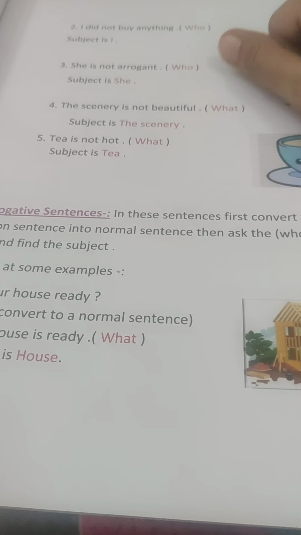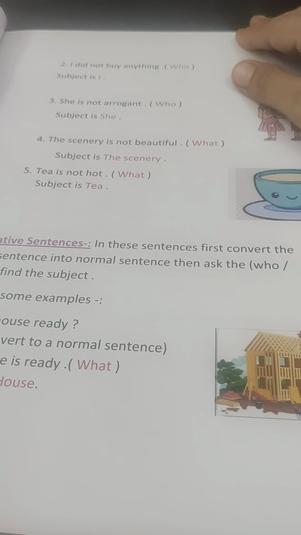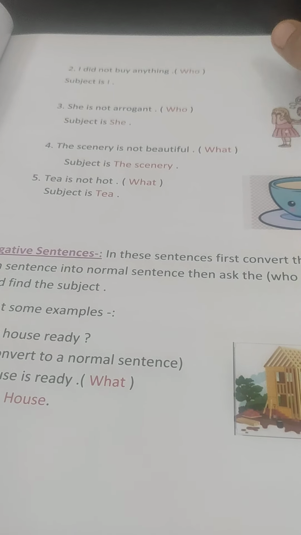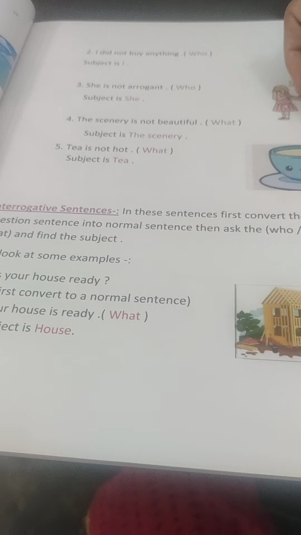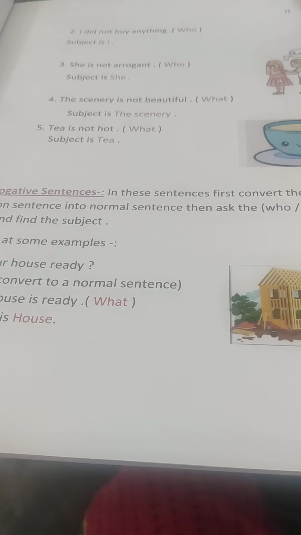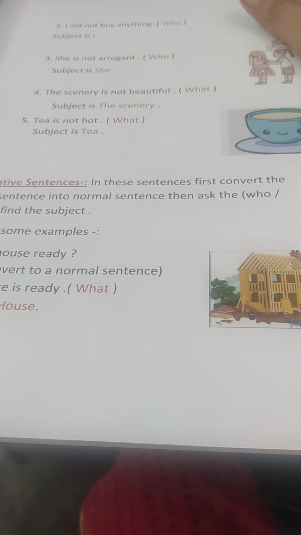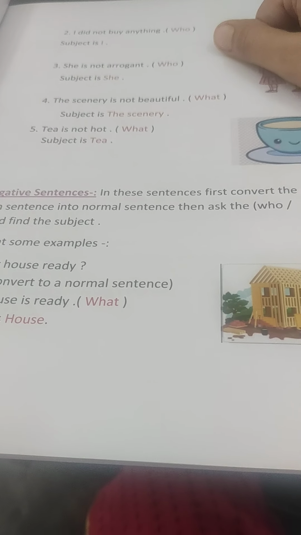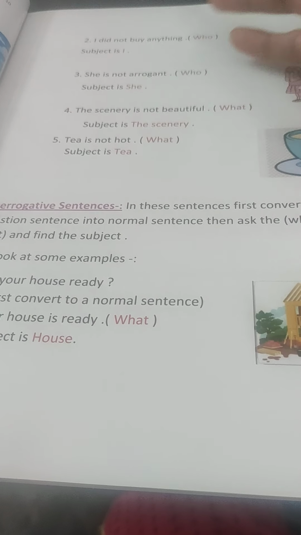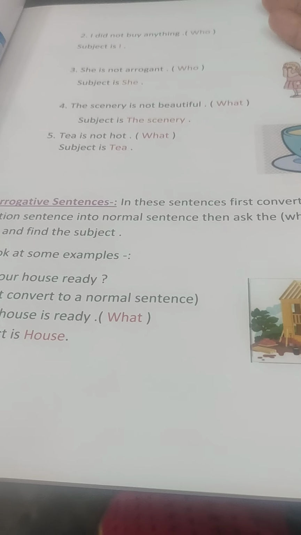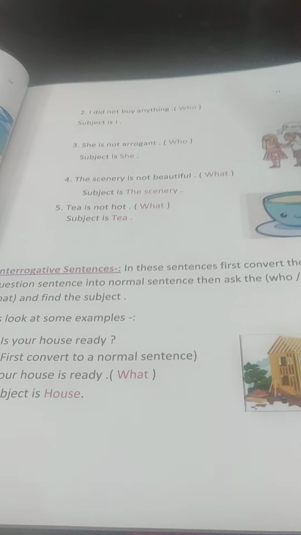Now, till now we were looking with the normal sentences, assertive as well as the negative. Both were normal full stop sentences. But now the question and the problem arises in the interrogative sentences. How to find the subject? In interrogative sentences, we cannot ask a question like who or what, because there is already a question in the sentence. Then how do we find the subject?